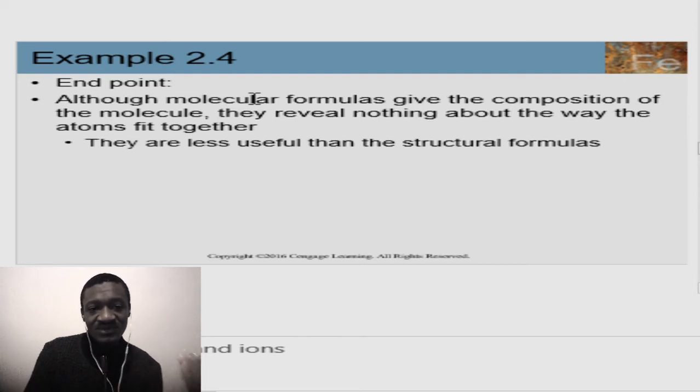So all of the molecular formula gives you the composition of the molecule. They reveal nothing about the way the atoms fit together, so they are more or less useful than the structural formula.